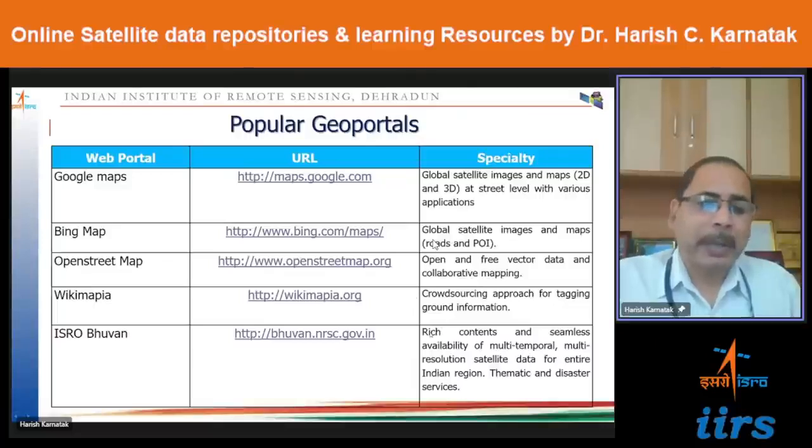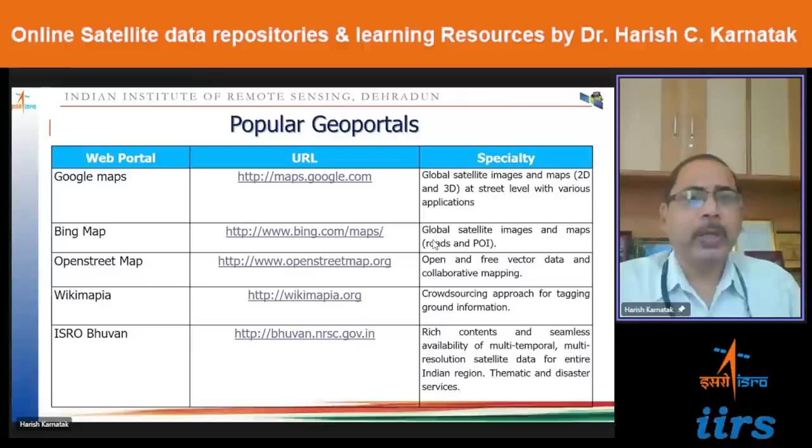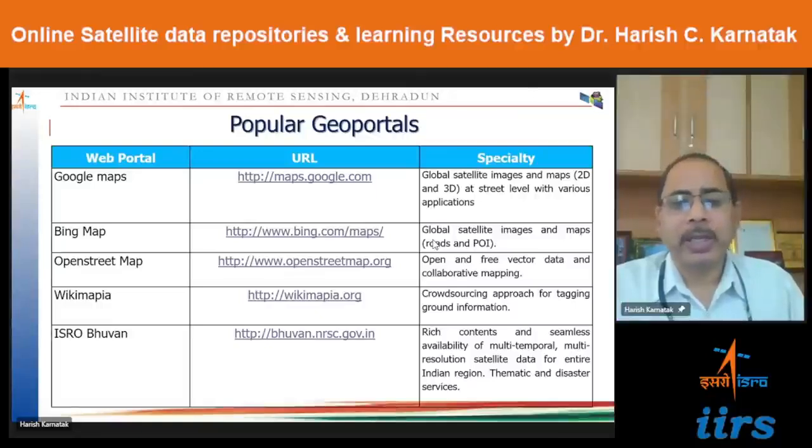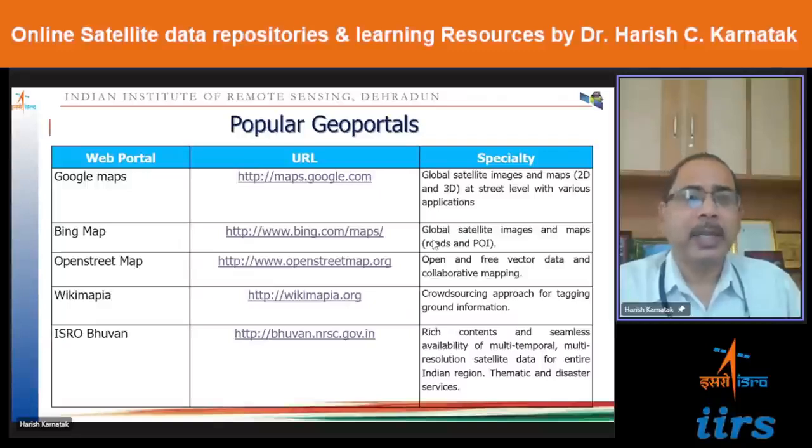Wikimapia is another geotagging platform. ISRO Bhuvan, in a coming session, will be demonstrated to you. This is one of the biggest data repositories of India. Around 60 terabytes of satellite images and maps are freely available to the user community. It has rich content of India, with seamless availability of data from Indian satellites. Please explore this website. The URL of the website is given here. A lot of data and information about our own country is available free of cost to you.